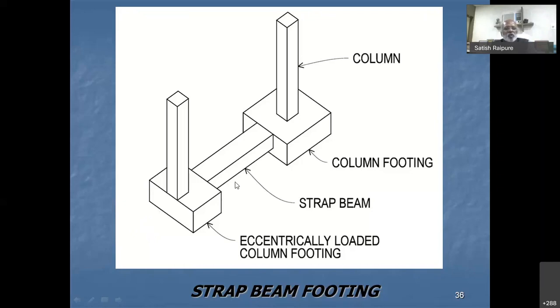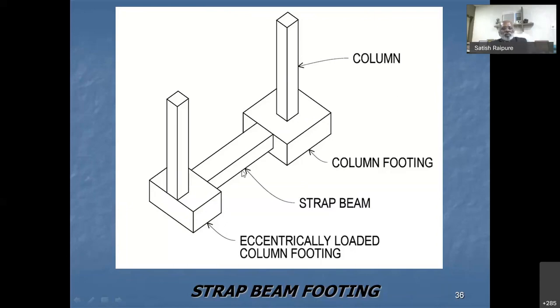Many times you will find that only eccentric footings are provided. If you ask that designer to give you the detailed calculation of this eccentric footing, he will not be able to provide it. Such a type of column should be provided with a strap beam footing. If there is no column here, you can create a column here, but it should have some loading, otherwise this will again fail.